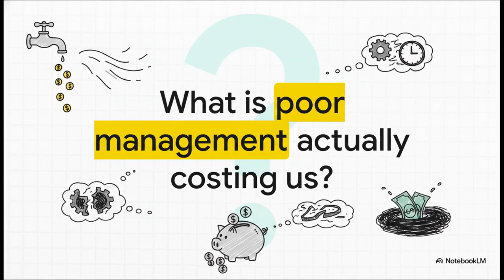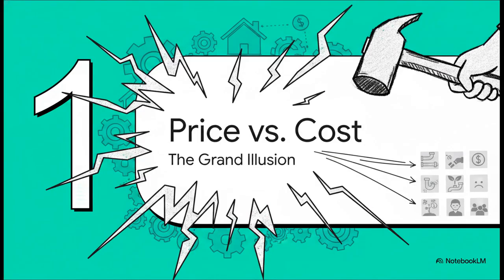Because to truly understand your community's financial health, we actually need to flip the script entirely and ask a much more critical question. What is poor management actually costing us right now? That's the paradigm shift we're exploring today. We're moving away from just looking at what you pay and shining a light on what you are currently losing. So, let's jump right into Section 1, the price versus cost illusion.